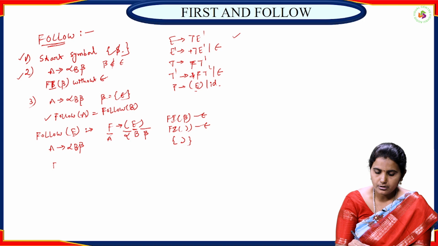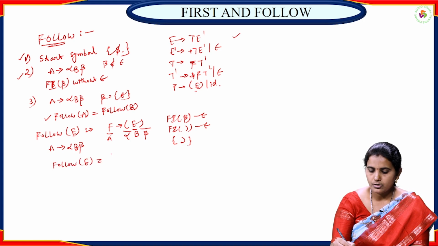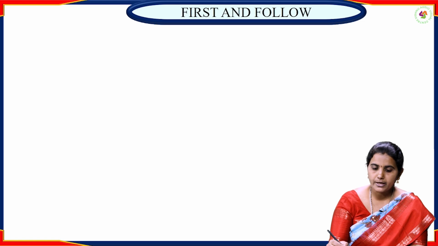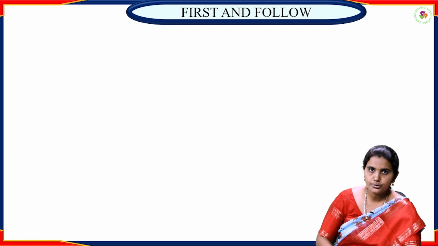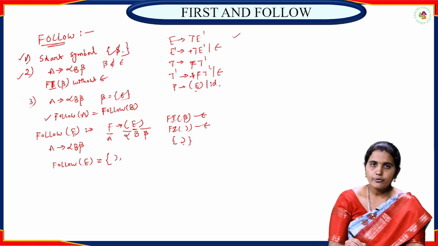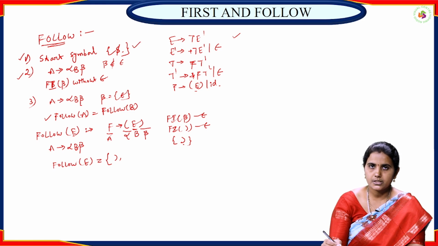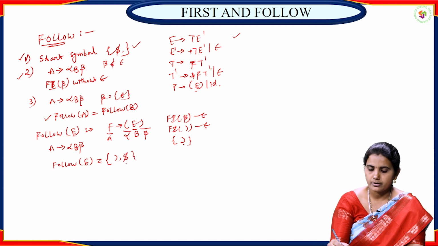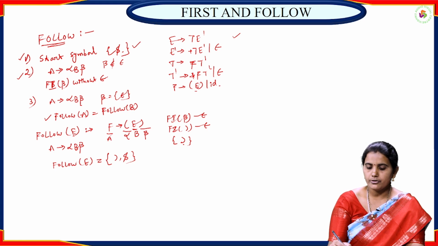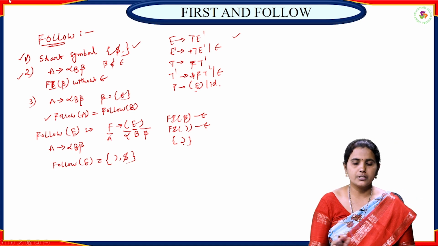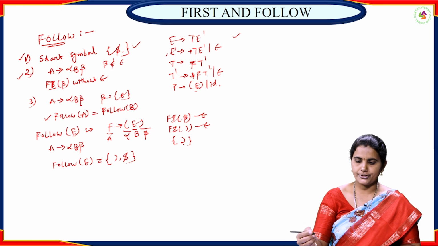Then follow of E equals close brace. By default you should introduce the starting symbol dollar. Then follow of E equals close brace comma dollar. Next we are going to find the follow of E dash.